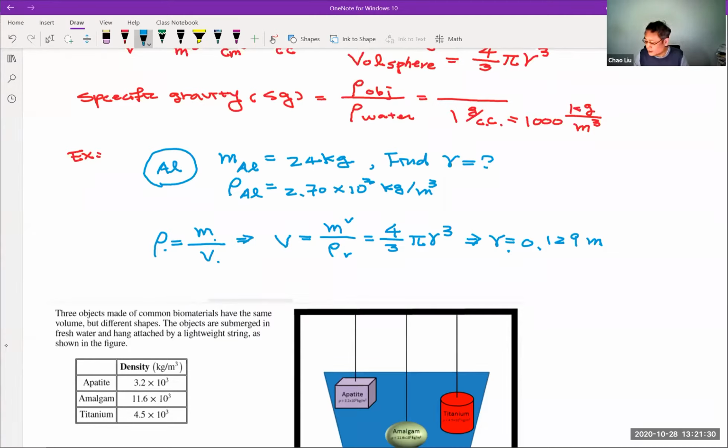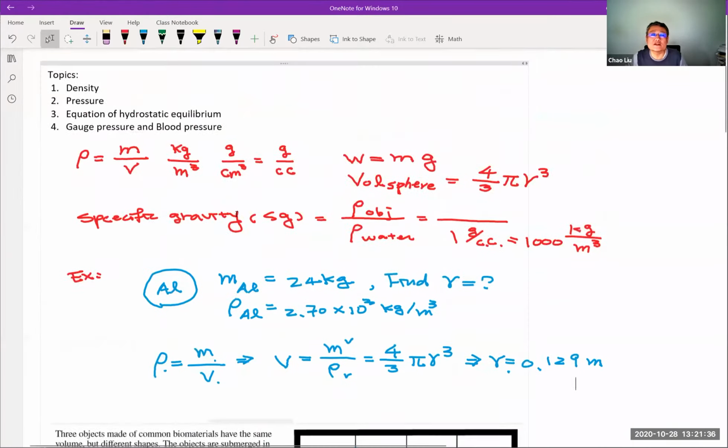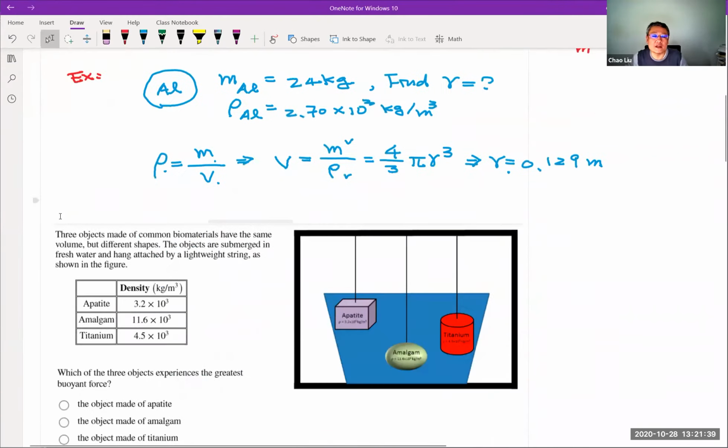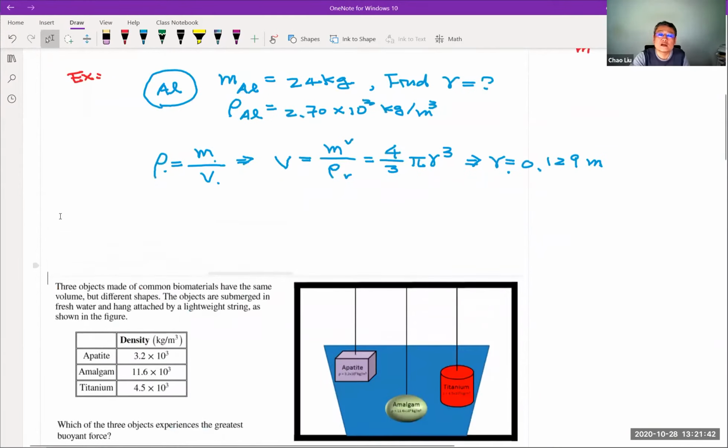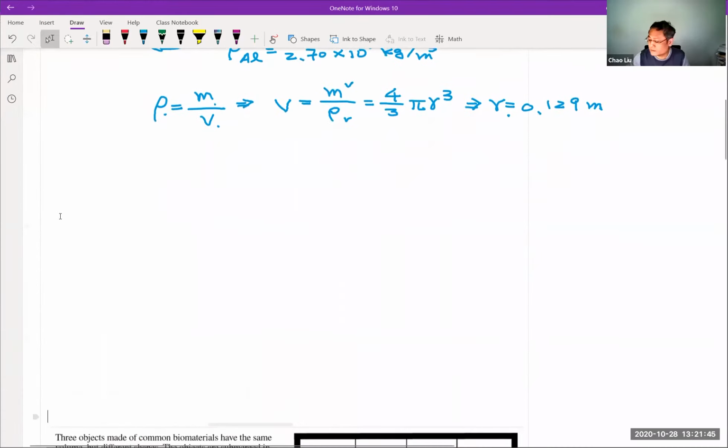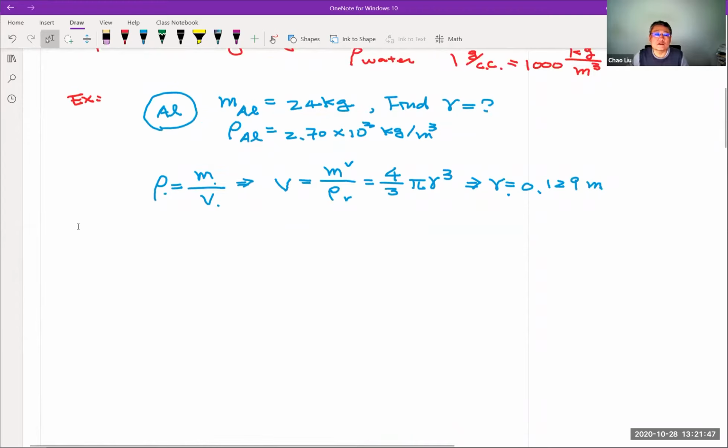All right, let me go back to here to look at the second topic I wanted to discuss with you: pressure. Let me get some more space here. Talk about pressure. Pressure is one of the important topics in this chapter. You're going to have several different calculations that you can do with pressure. Now, the first thing we want to do is define pressure.